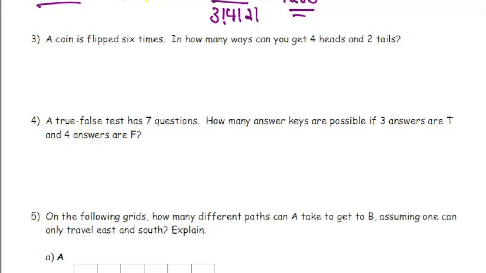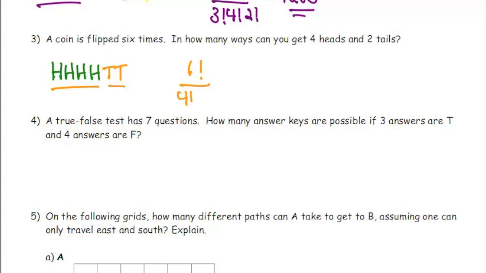A coin is flipped 6 times, and how many ways can you get 4 heads and 2 tails? So in this example, we're looking for a particular set of results. And what we're saying is we want 4 of them to be heads, so I would write those out as pretty green H's. And 2 of them tails, let's write those out as orange T's. Well, it's a bunch of letters. We're just trying to organize them.